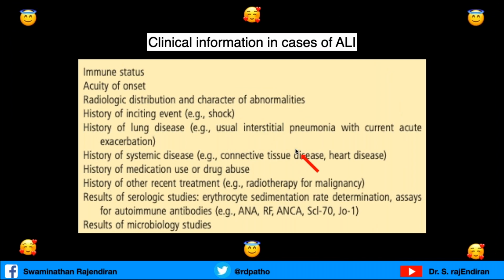Clinical information is very, very important in all cases of acute lung injury to identify the cause. For example, history of systemic disease, history of serological studies. Autoimmune diseases can produce acute lung injury, so we have to know the serological studies also.